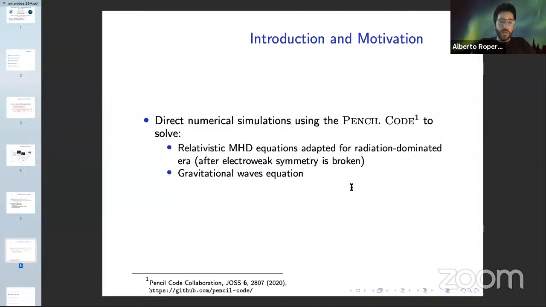What we are doing is conducting direct numerical simulations. We are using the Pencil Code, which is an open source code stored in GitHub, which solves in general the magnetohydrodynamic equations, and in which we coded the gravitational wave solver in order to couple the generation and the evolution of magnetohydrodynamics with the generation of gravitational waves. So we will be solving the relativistic MHD equations adapted for the radiation-dominated era, and subsequently computing the generation of a stochastic background of gravitational waves.